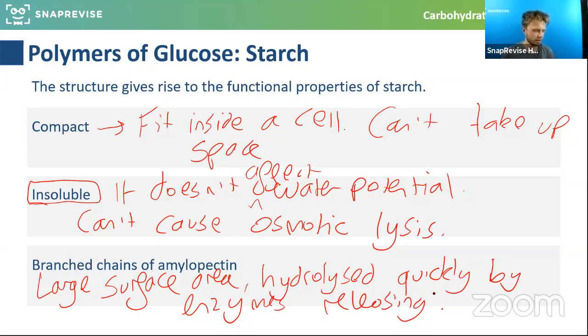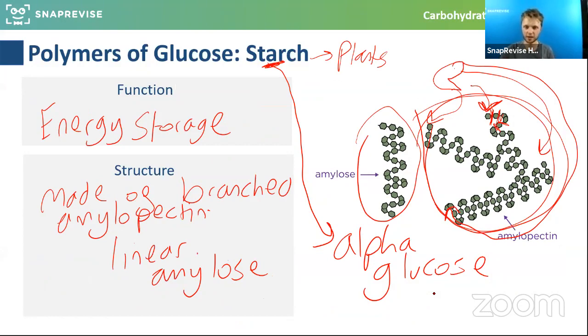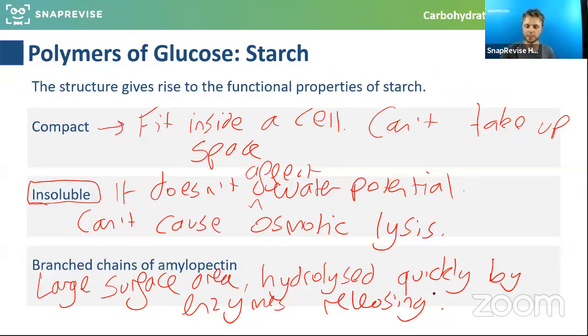If you ever get a question asking about how the functions of starch relate to its structure, you need to be talking about these things. You need to say it's an energy storage molecule. It's made of branched amylopectin and amylose. This means that it is compact, it can fit inside a cell and doesn't take up too much space. It's insoluble, it won't affect the water potential.